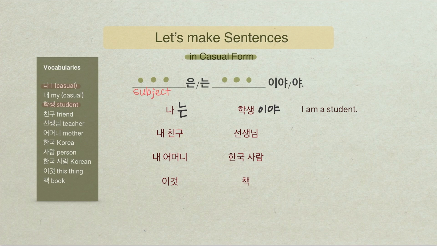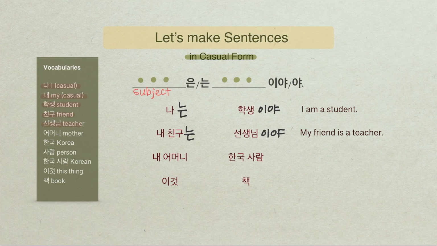So let's make another sentence. It's gonna be my friend is a teacher. My friend. My in casual form is 내. And friend is 친구. 내 친구. 친구 ends in vowel. So we're gonna use 는. 내 친구는 teacher, 선생님, 선생님 ends in consonant, so we have to use 이야. 선생님이야. Full sentence. 내 친구는 선생님이야. That means my friend is a teacher.